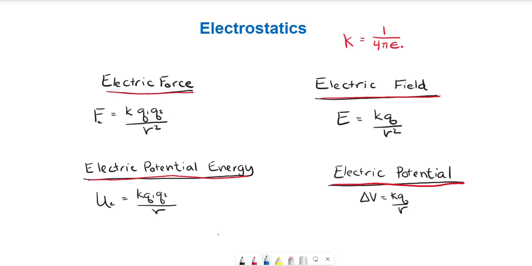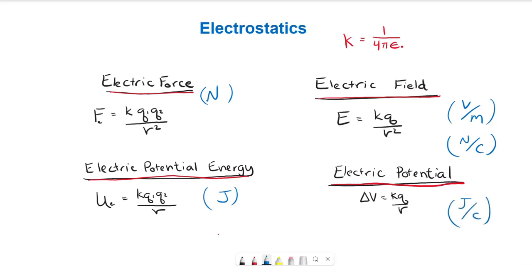Another thing in general that's helpful to remember is just to know the units of each of these. So the electric force, of course, is going to be in newtons. The electric field is volts per meter, or newtons per coulomb. Newtons per coulomb makes sense because the electric field is the force divided by a charge. And then you have the electric potential energy. Like all other energies, it is measured in joules. And then the electric potential, as we just mentioned, is joules per coulomb because that is potential energy per charge.